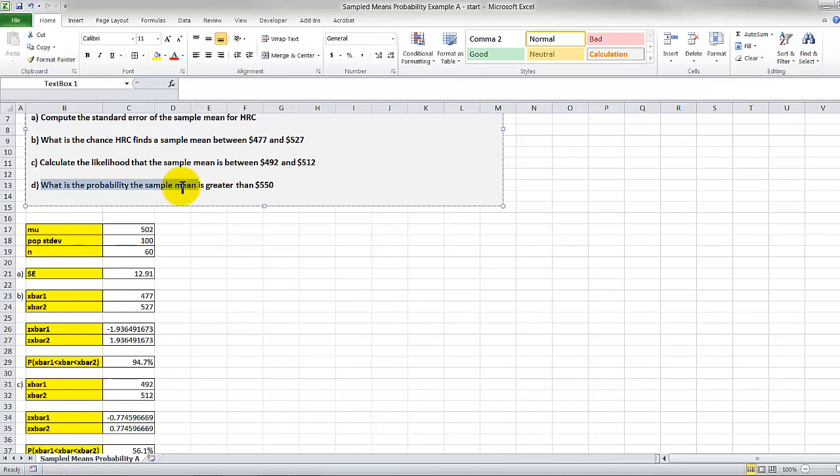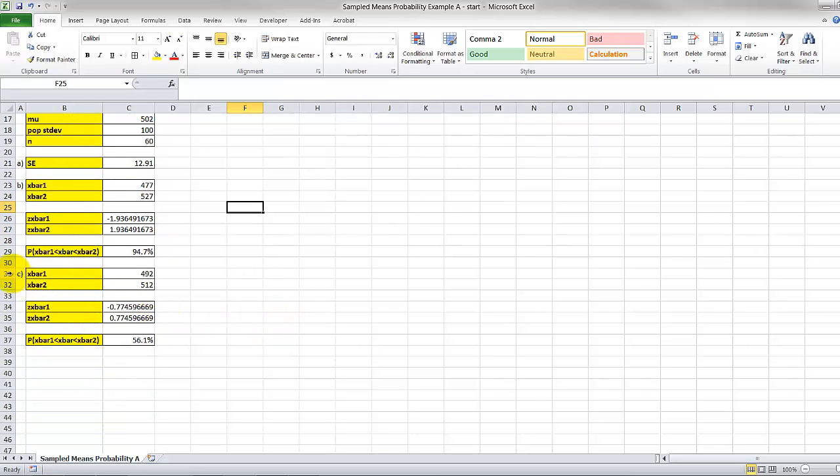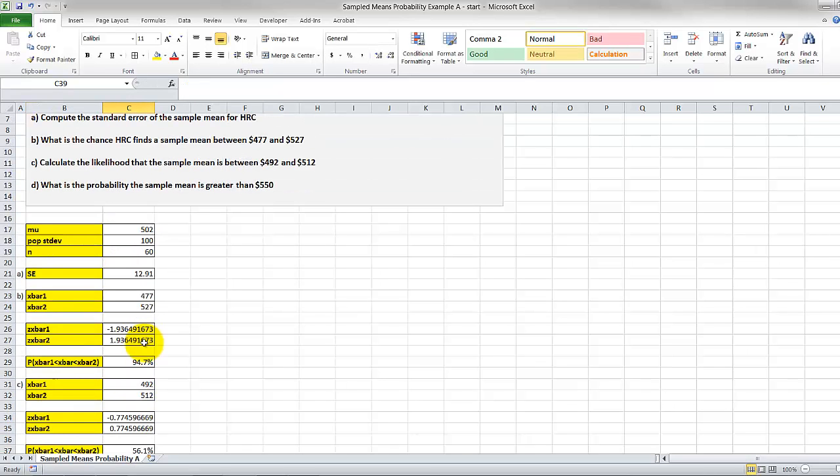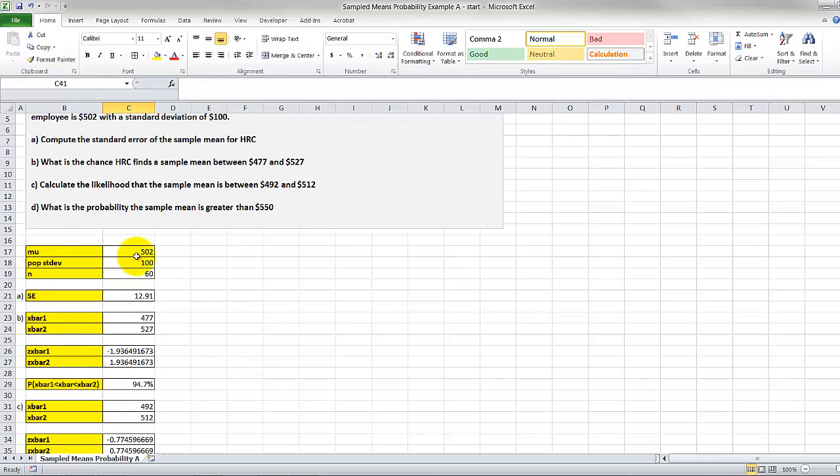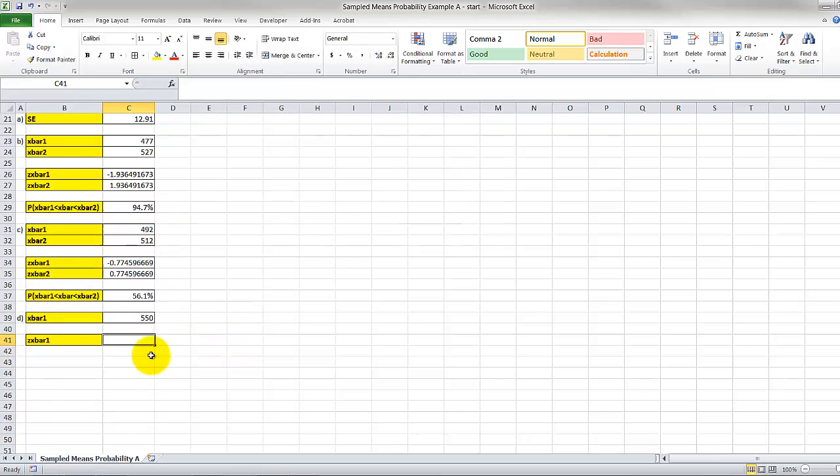Okay, the final part, what probability is the sample mean likely to be greater than 550? Okay, we have sort of a different probability question here. In this case, for part D, we have an x bar 1 of 550. We need to calculate the z x bar 1. And you should be asking yourself, well, is this going to be positive or negative at this point? This value should be positive because it is greater than the 502 mean.